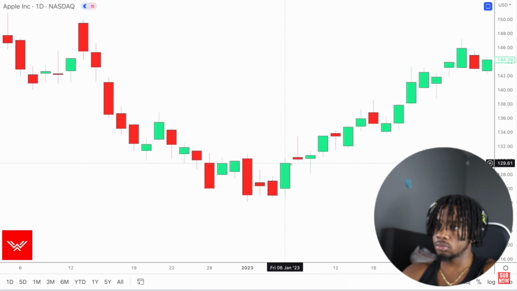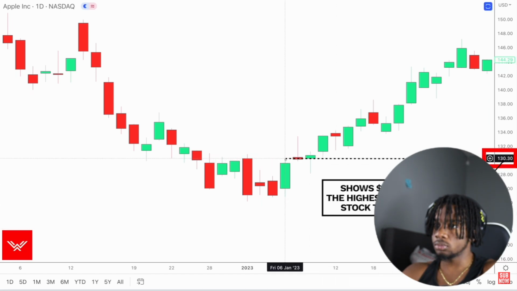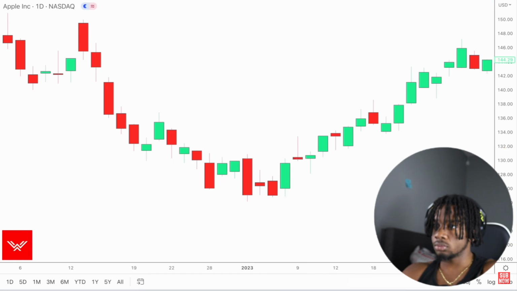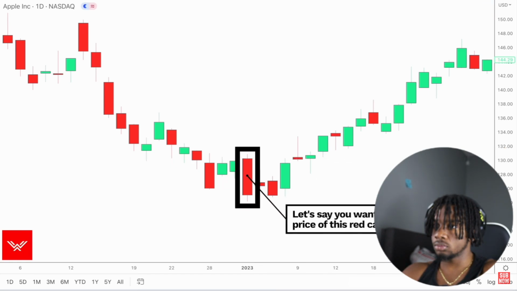Place your mouse at the top of the wick, and it shows $130.30 as the day's highest price. So let's say you want to know the price of this red candle here.